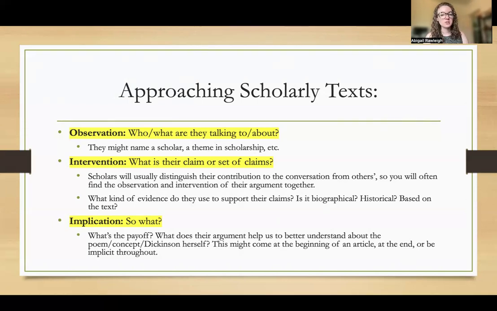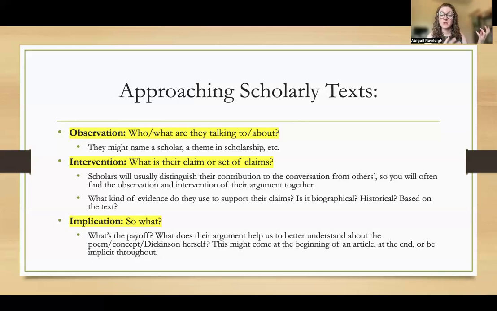Another way to approach scholarly articles that's really helpful, and is something that I use even when I approach scholarly texts, is to break them down into three pieces. So any scholarly argument, really any argument in general, is going to have three pieces. There's going to be an observation, an intervention, and an implication. So here's what I mean by that.